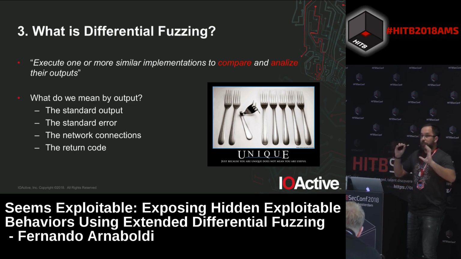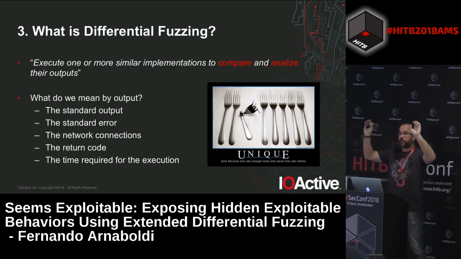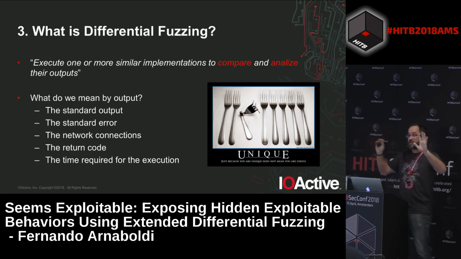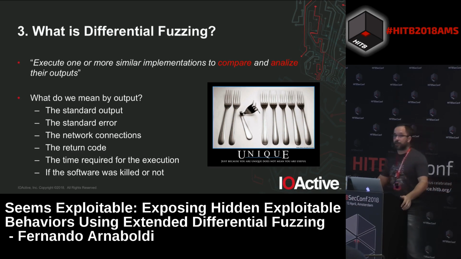The return codes may show that something is going on when you're testing similar pieces of software, or eventually the time required for the execution. Sometimes the same piece of input given to different pieces of software may take a significant amount of time, which could be checked. Eventually, you can also know if the software was killed or not and do something about that.